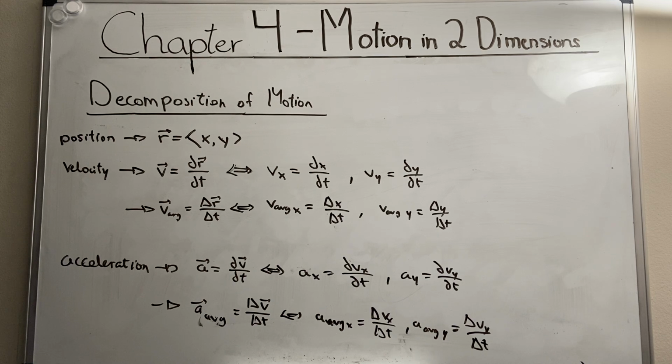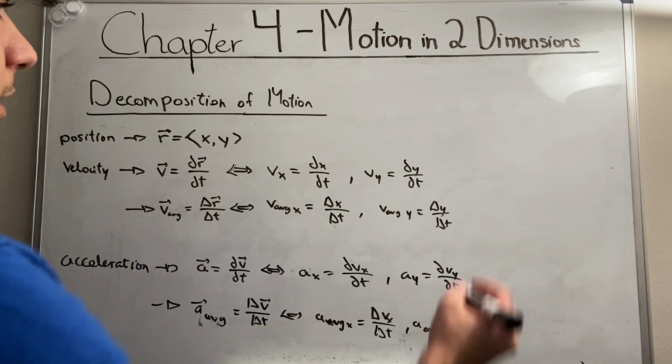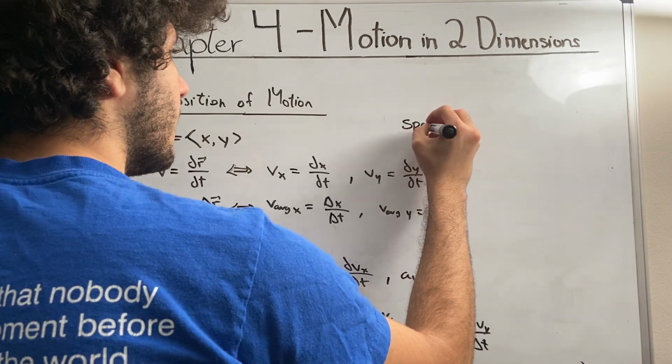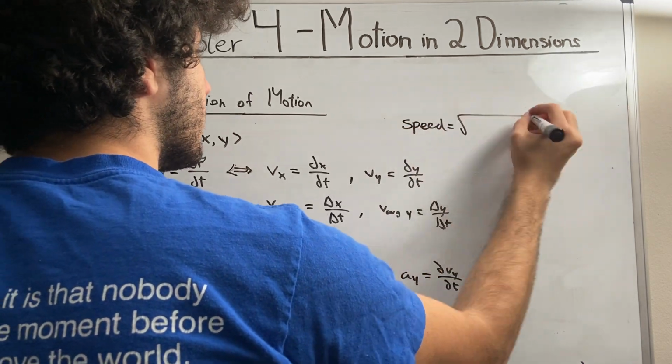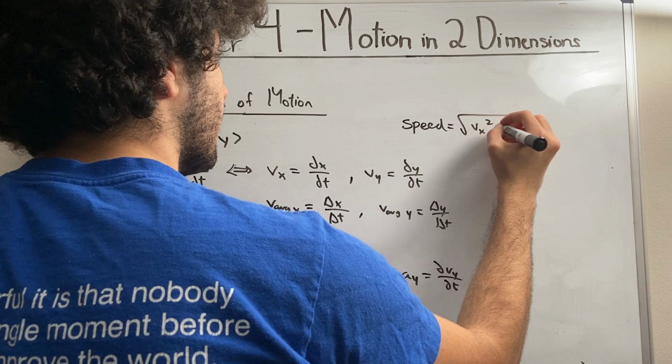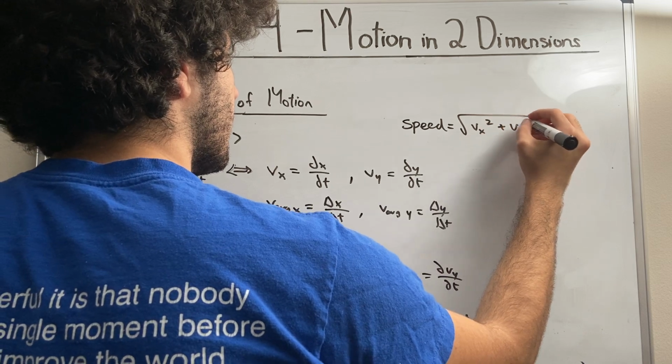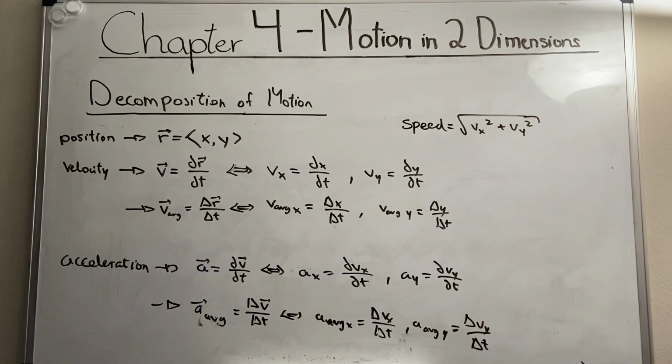Speed is the magnitude of velocity. So in this situation, this is how we would evaluate speed, always using the Pythagorean theorem. Next, the instantaneous velocity vector is always tangent to the path of the object.